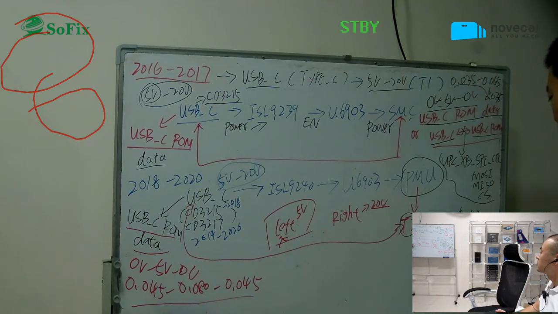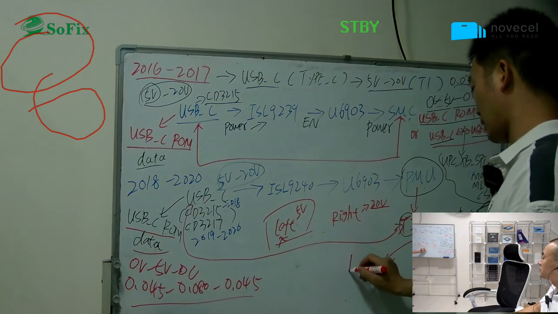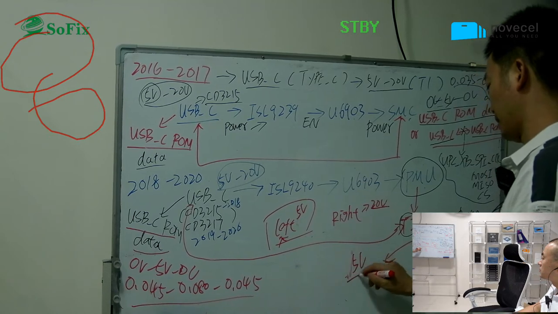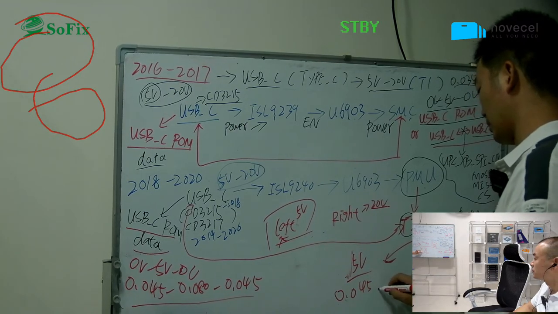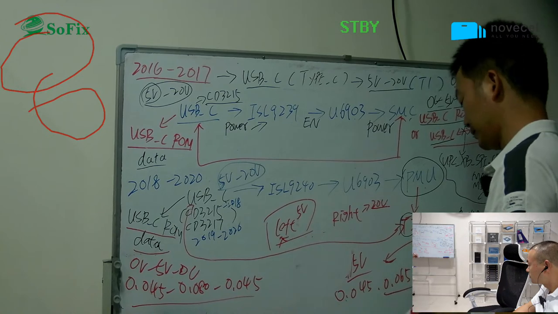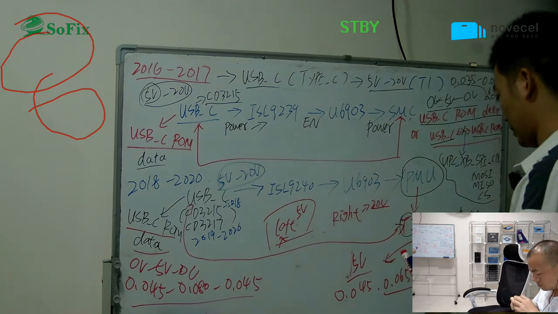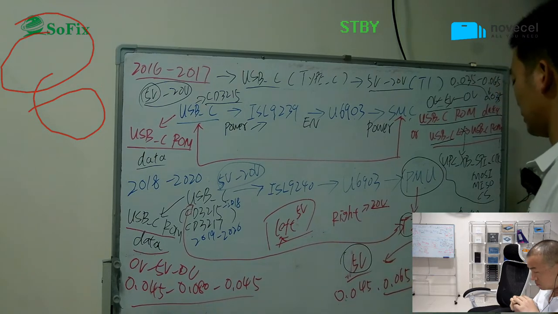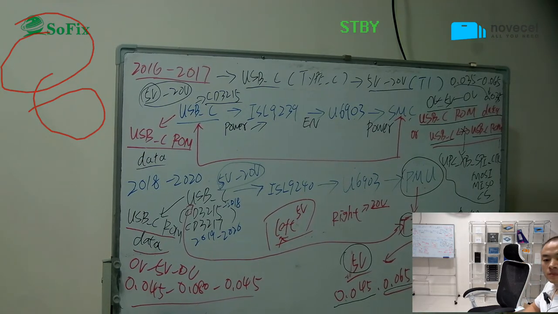So the problem is with the USB-C ROM. And sometimes the T2 ROM data is damaged. What is the current then? With T2 ROM data damage, it's just a fine voltage, no jump, no up and down. And the current stops at 0.45 or sometimes 0.65. So when you see just a fine voltage, and the current stops at 0.45 or stops here at 0.65, this may be the T2 ROM data damage.